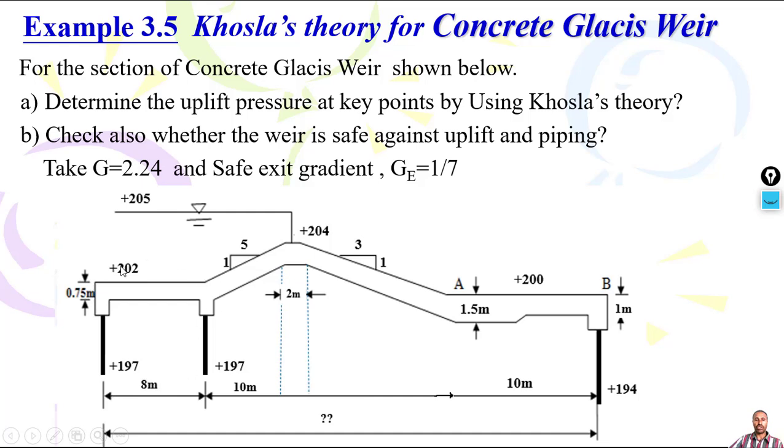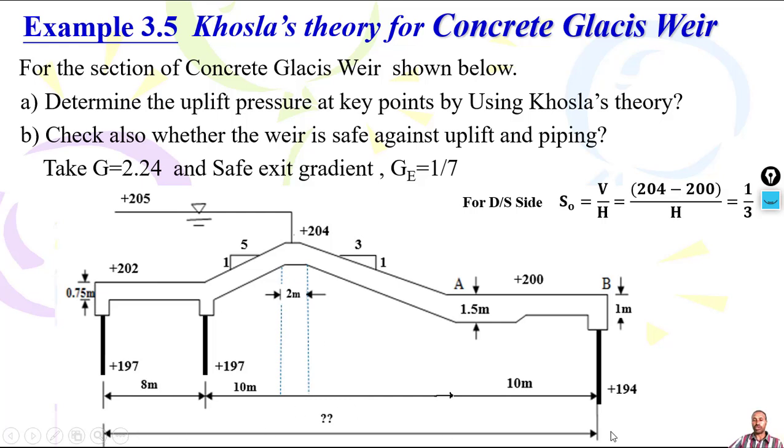So you can see the dimensions, and also the elevation, the given floor thickness and the water level, which is at 205 meter. The upstream concrete floor level is 202, but downstream you have 200, and you also have 3 sheet piles. The bottom level of the first sheet pile is 197, the second one is the same 197, but the downstream pile is 194. So let's see the example. First you have to determine the dimensions.